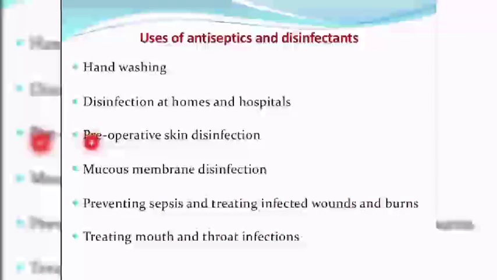And the next use is pre-operative skin disinfection. Antiseptics are applied to the operation site to reduce the resident skin flora. Here care has to be taken while using it, because facial use of solutions containing chlorhexidine, like chlorhexidine gluconate, can injure the eye causing keratitis.